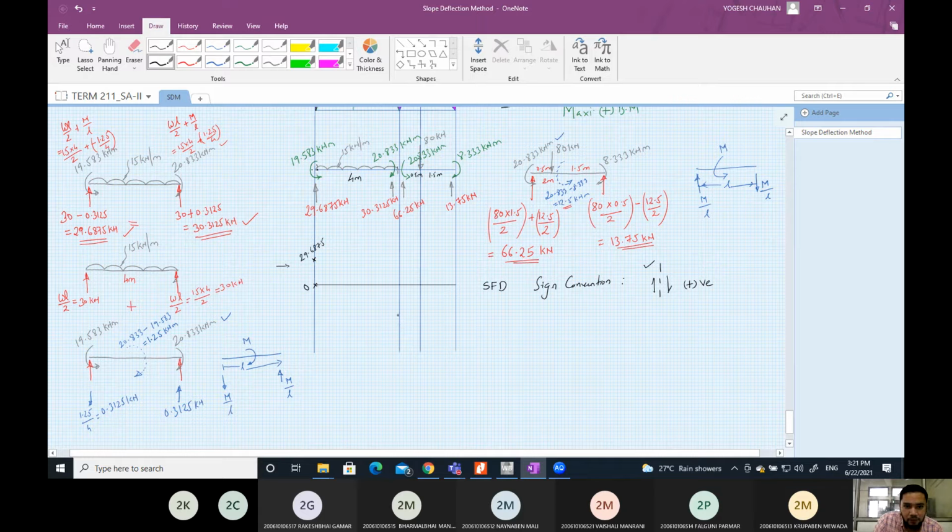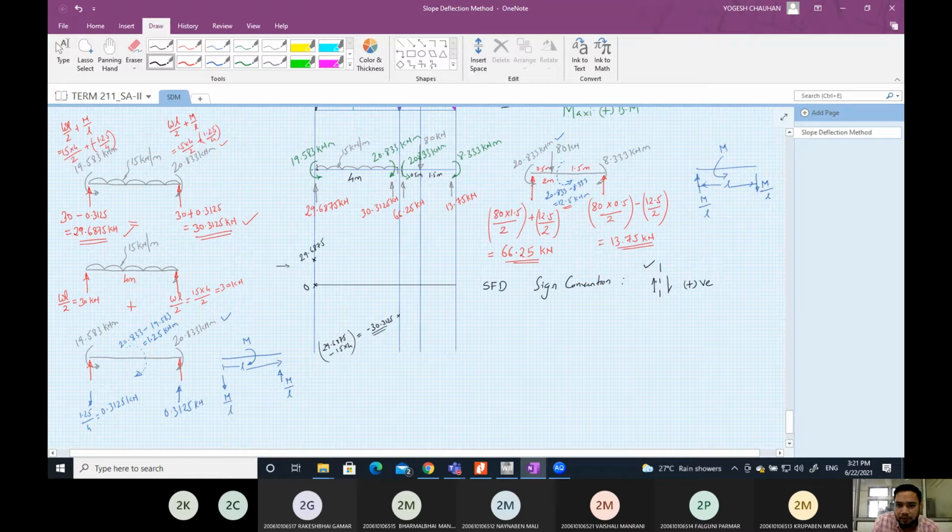At this point it will be minus 30.3125. Okay, how come this value? This is 29.6875 minus 15 into 4, that will give you this value. Okay, that is the shear force at this point. So simply, when you are just to the left of this section, now as you move just to the right of this section, at this point, these two shear forces will come into picture and they are acting in upward direction.